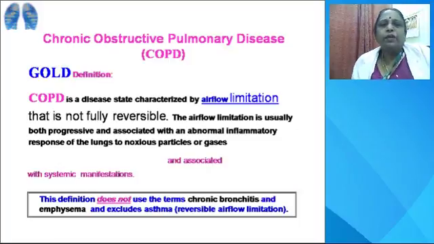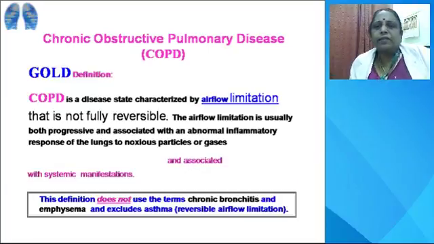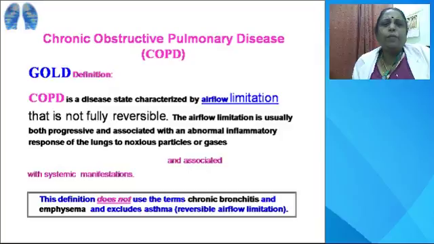By definition, chronic obstructive pulmonary disease is a disease characterized by airflow limitation that is not fully reversible. The airflow limitation is both progressive and associated with an abnormal inflammatory response of the lungs to noxious particles or gases.